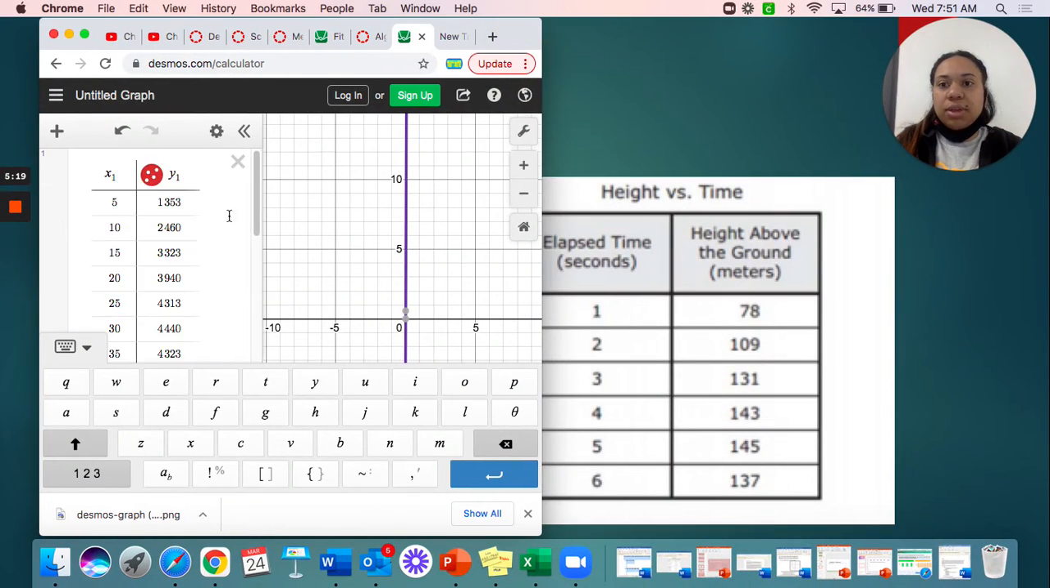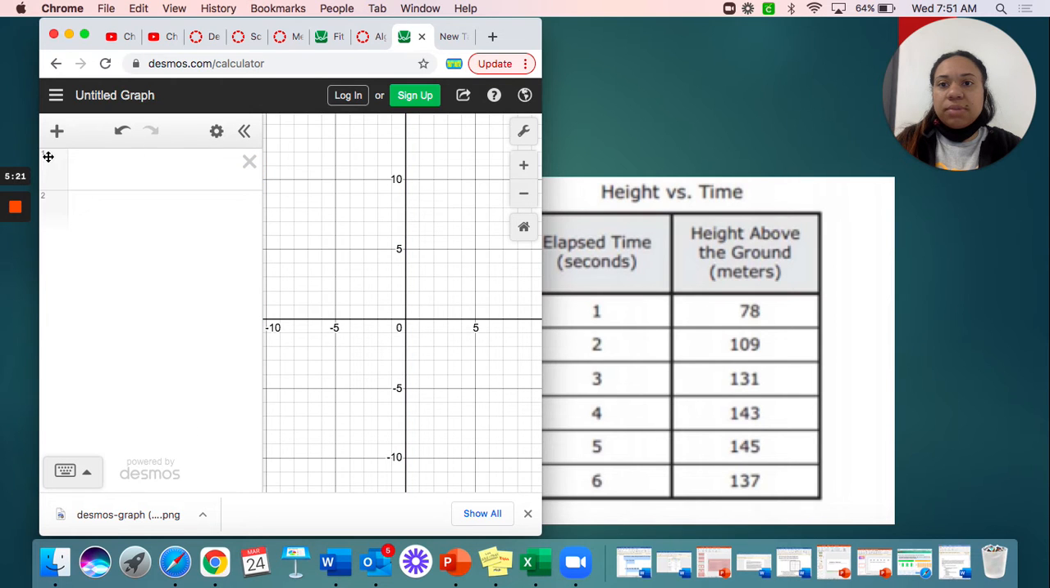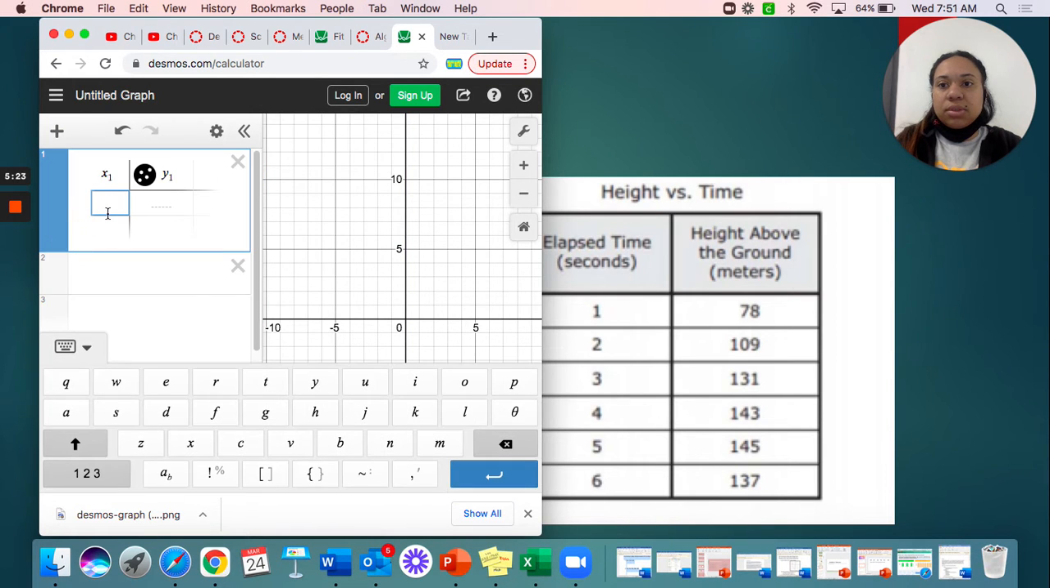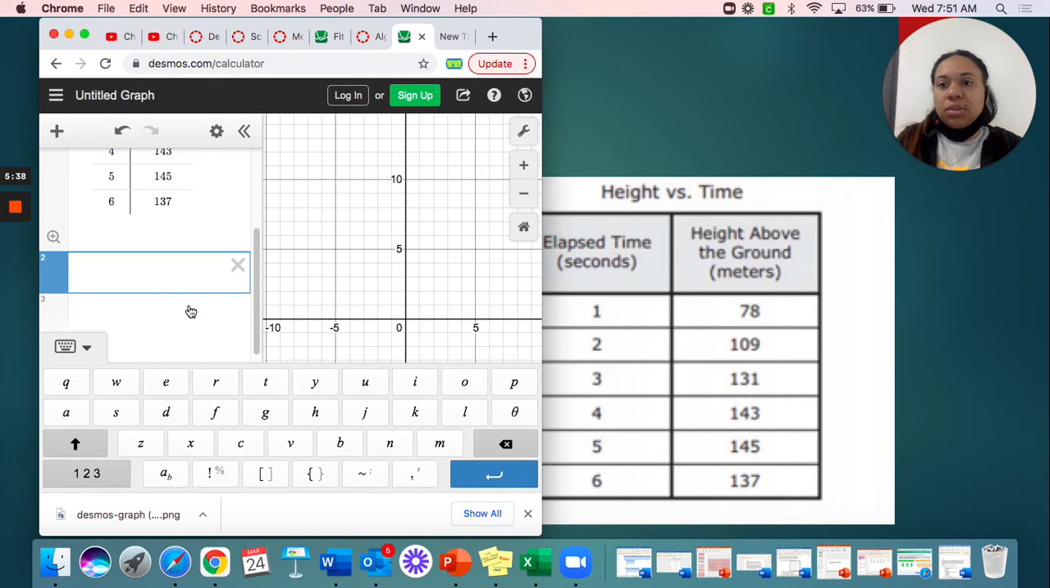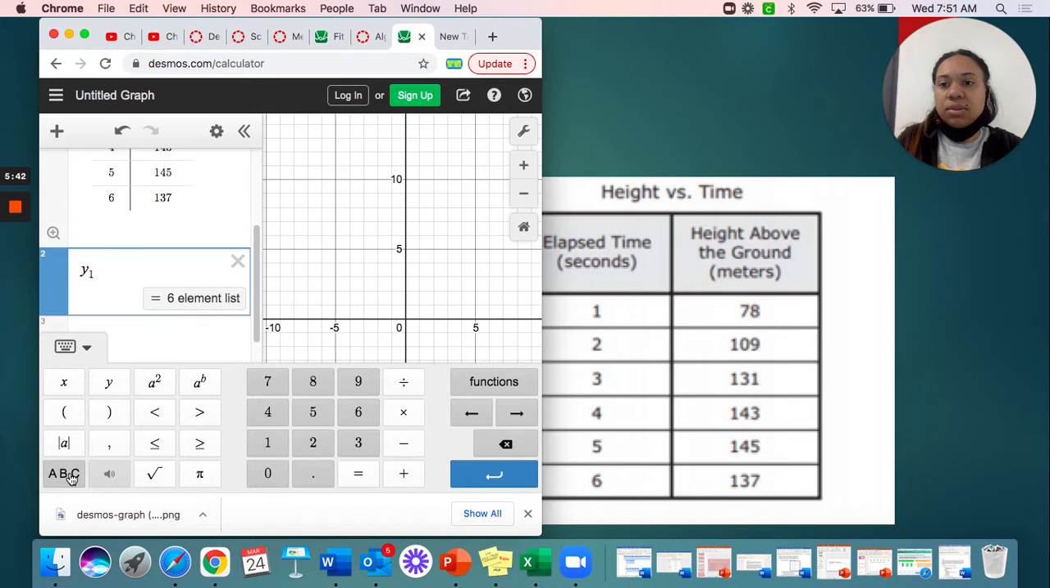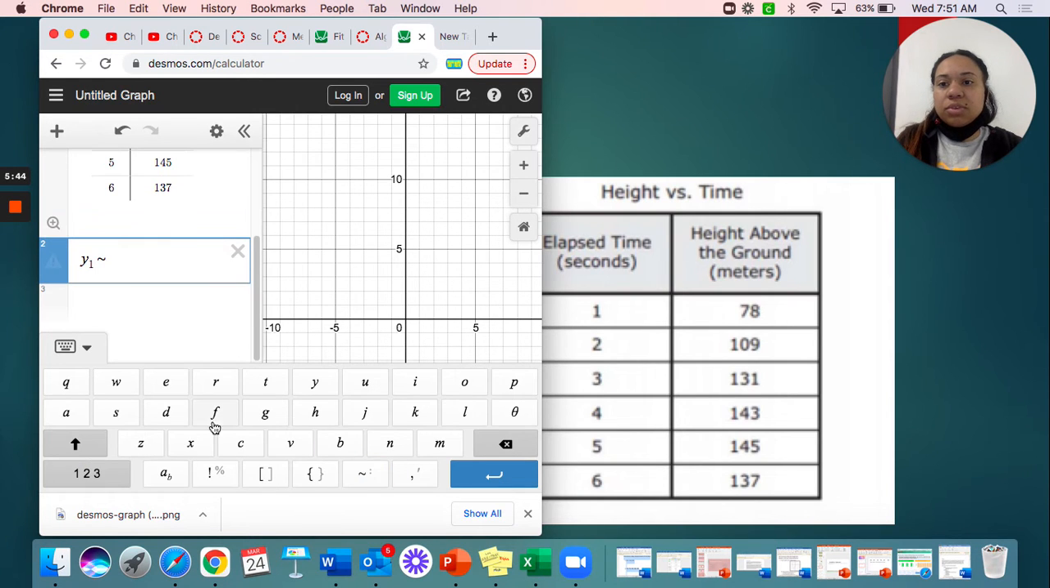So I'm going to go ahead and exit this table out and add a new table. So 1, 2, 3, 4, 5, 6, 78, 109, 131, 143, 145, 137. Doing the same thing. Y1, squiggle, don't judge me, I keep forgetting what the name of that squiggle is.